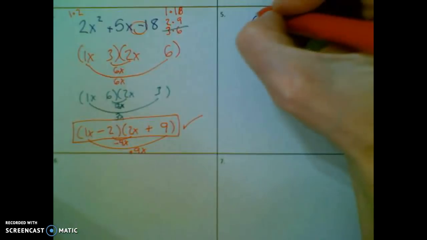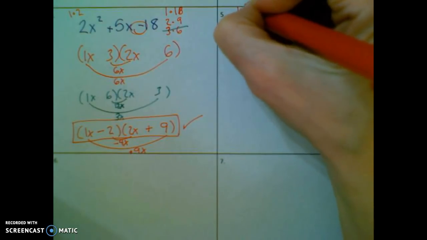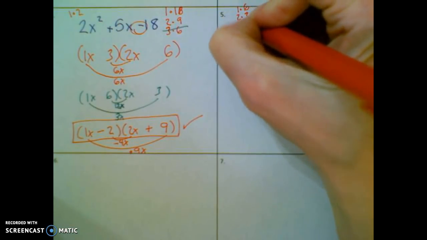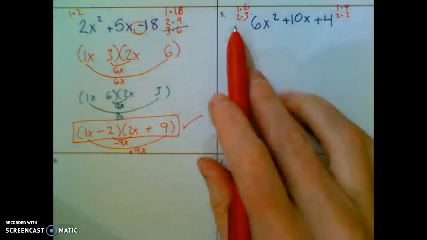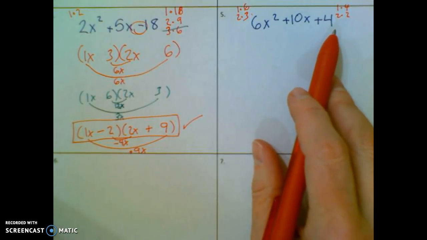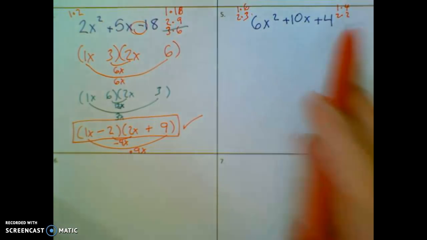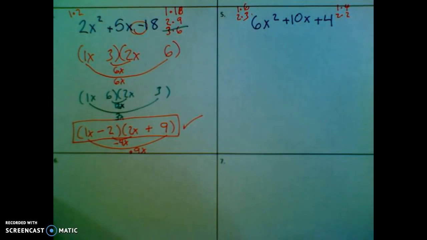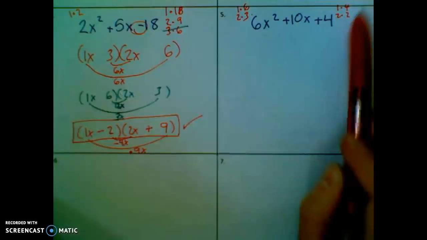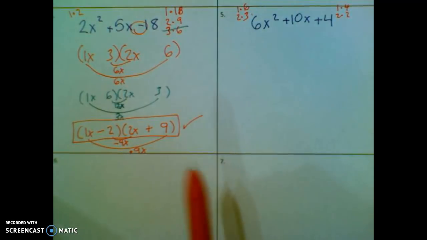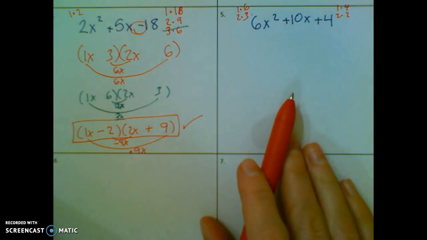All right, this next guy is a little bit different because if I look at the factors here, this guy is going to be 1 times 6 and 2 times 3. 4 is going to be 1 times 4 and 2 times 2. So we have all kinds of combinations. But what did we not do? We did not find the GCF. If you don't find the GCF, you're going to have a ton of combinations and you're going to have to do a lot of stuff. Make your life easier, find your GCF.